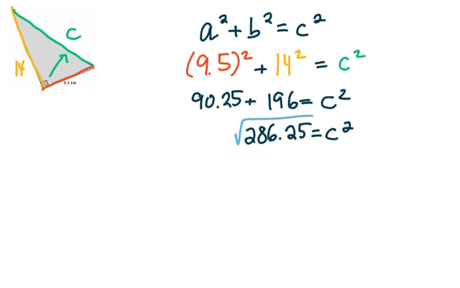So we need to take the square root of each side, and at this point we are going to want to work with an approximation, because it's not super useful to say, let's add the square root of 286.25 to 14 and 9.5. What we know is that the square root of 286.25 is somewhere between 16 and 17, and it's closer to 16.9 squared than 17 squared. So the approximate length of the hypotenuse that we're going to use is 16.9.